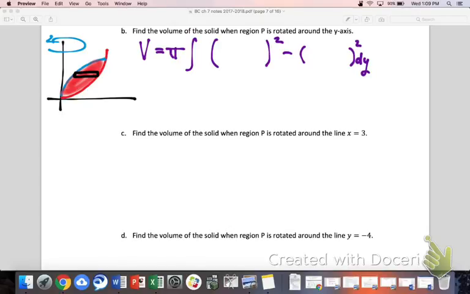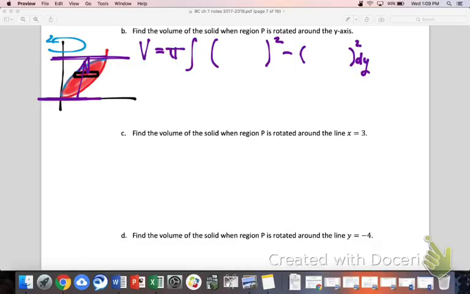I can now fill in my limits of integration. Because it's a dy representative rectangle, I am not going to be accumulating from left to right, because that would be a dx rectangle, wouldn't it? I'm not going to be accumulating that way. I am going to be accumulating from bottom to top. Those representative rectangles will just accumulate from the bottom of the shape up to the top of the shape. Does that make sense?